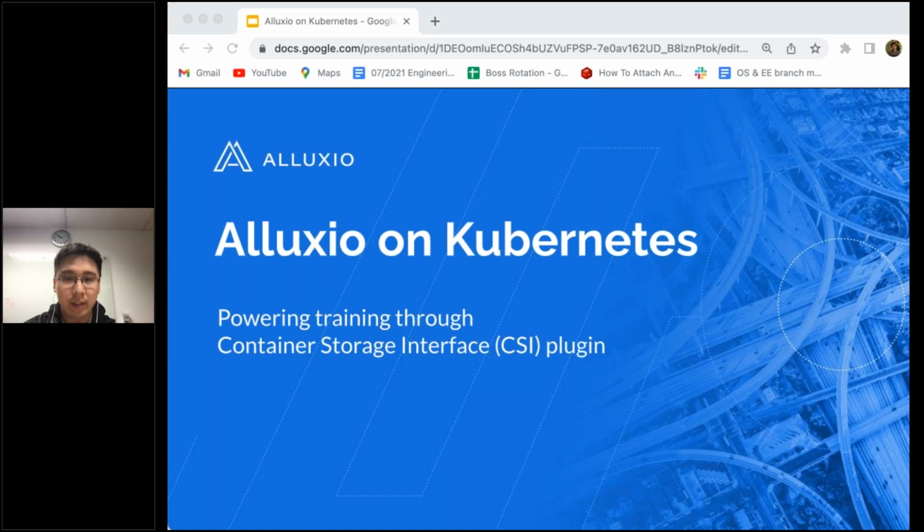My name's Shawn, and today I'll be talking about deploying Alluxio on Kubernetes and how to use Container Storage Interface plugin, CSI, with Alluxio to power AI and machine learning training.